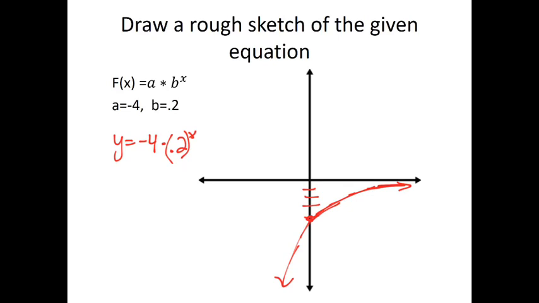And I think that's about all I have. I don't think I have another slide, but just kind of know, I want you to be able to recognize how A and B affect the graph of these exponential functions and know which of those four categories it's going to fall into based on that table.